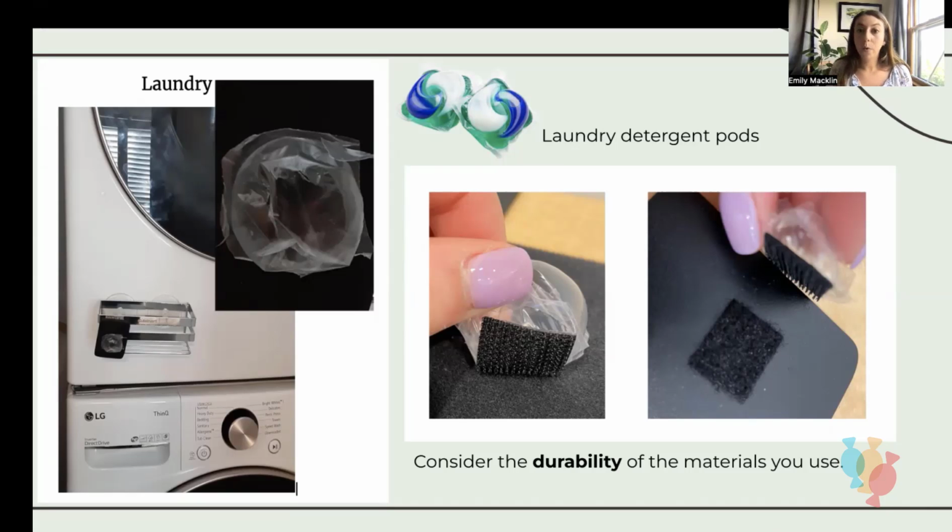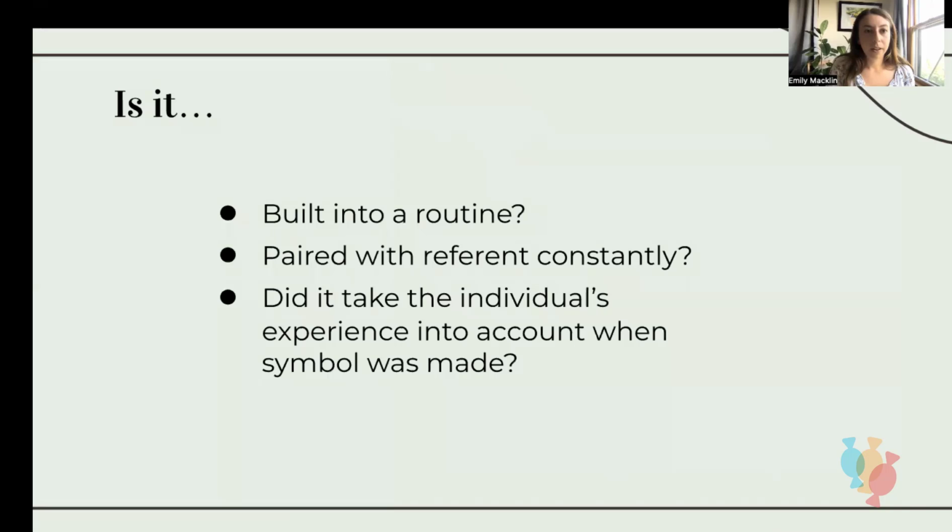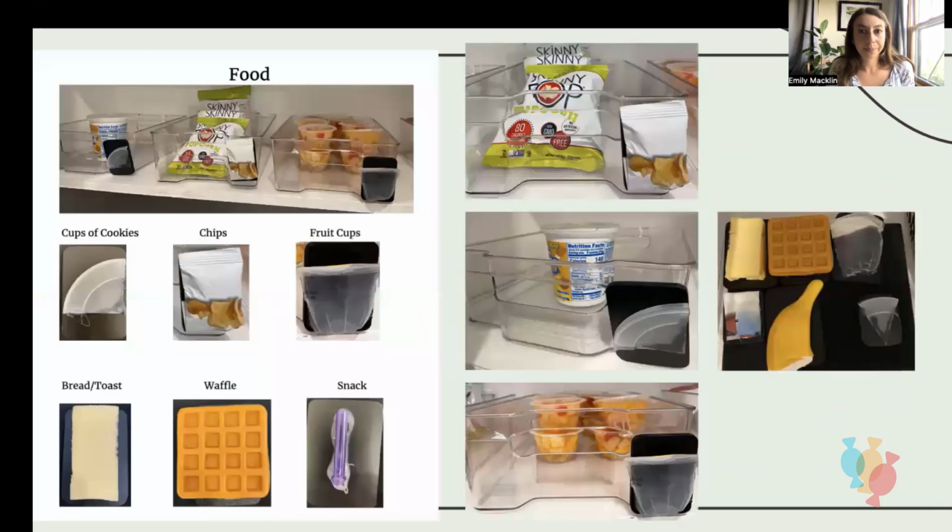So for us, that worked, and I Velcroed it and I made 20 extras just on the side so they can quickly be replaced. And over time, the student will likely learn that they do pop and that the pop still represents this laundry detergent pod. Something to consider though. And then can you build it into a routine and pair it with reference? And does it take into account the individual's experience?